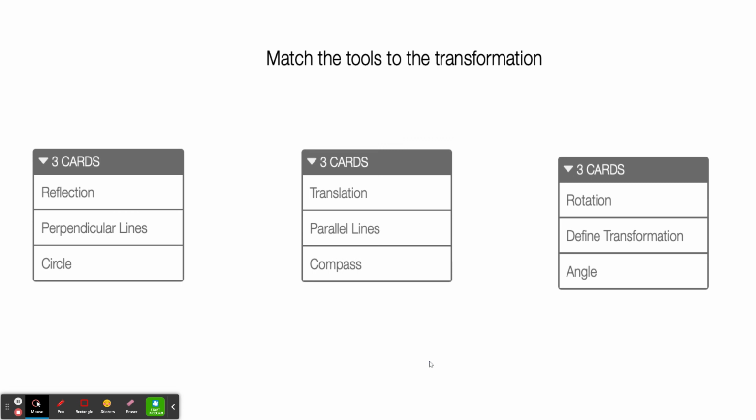And then matching each of the transformations, a reflection relies on perpendicular lines and using circles. Our translation uses parallel lines and the compass tool to make sure we get the correct distance of our vector. And then a rotation, we have to define the transformation and use the angle, know the angle.